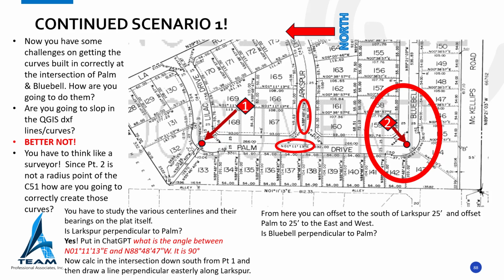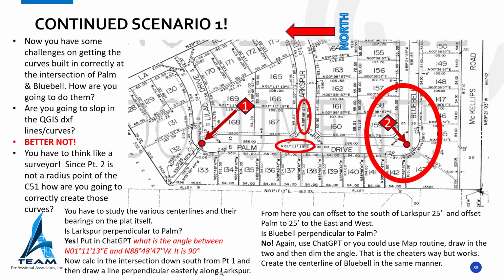Now, is Bluebell perpendicular to Palm? Look at the bearing, 89°21'03" northwest, and this was northwest. This was perpendicular to it. Obviously, it's not. The answer is no. By logical deduction, no. Again, use ChatGPT, or you could use MapRoutine.